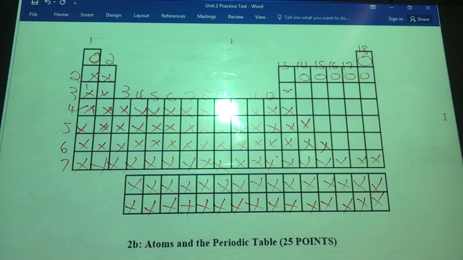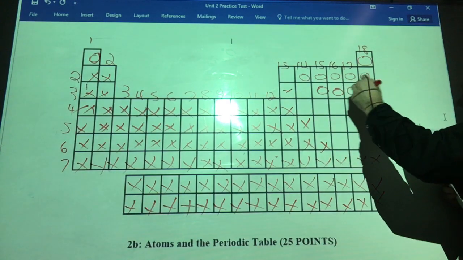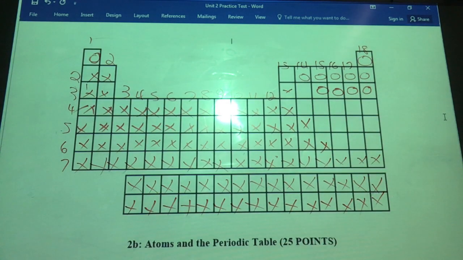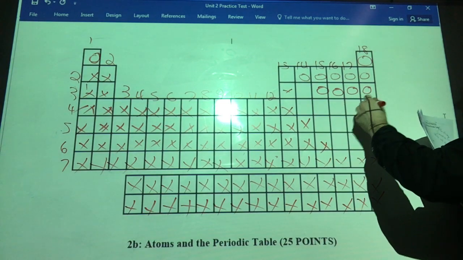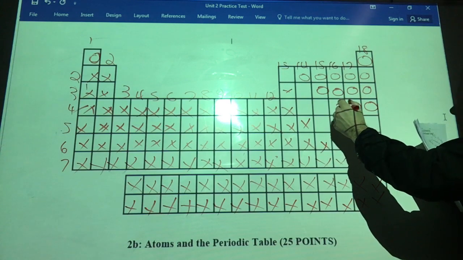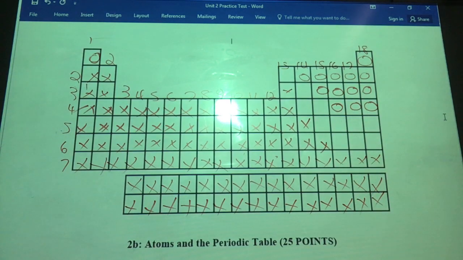Period 3 elements including and following phosphorus. Phosphorus is right here. Period 4 elements including and following selenium. I don't know where selenium is. Does anyone have their periodic table? Think 16. Selenium is in group 16? Awesome. Okay.